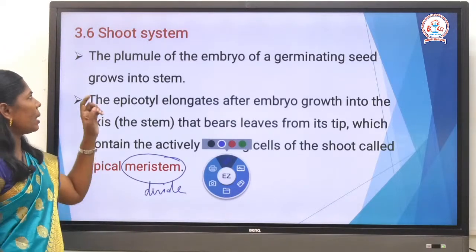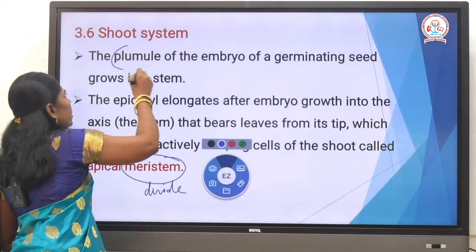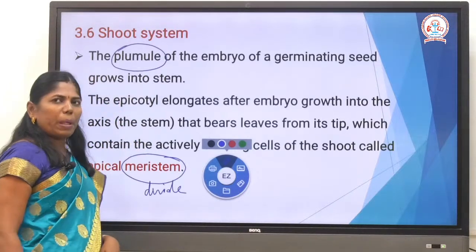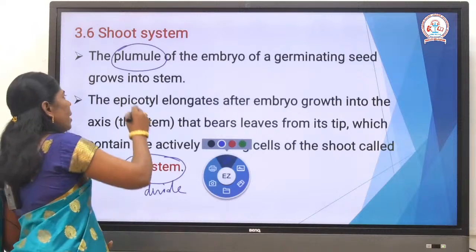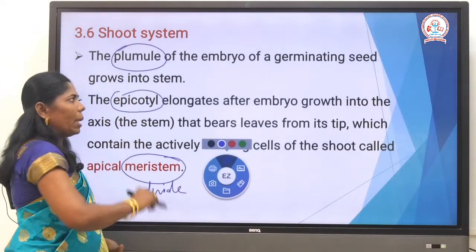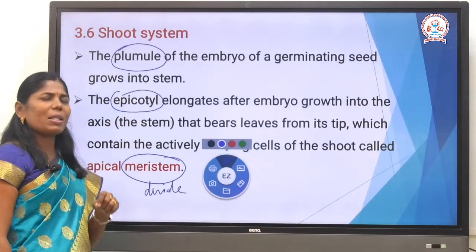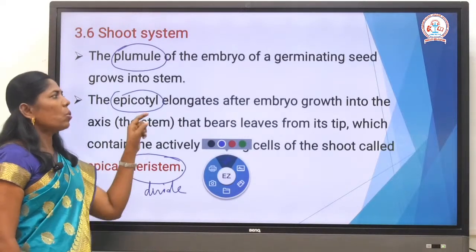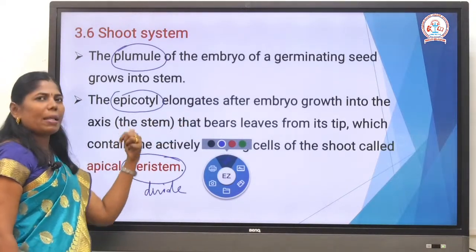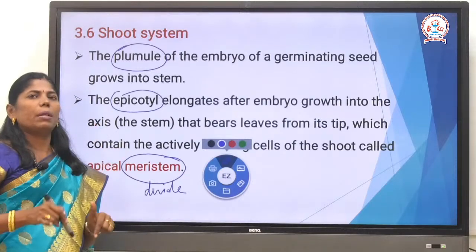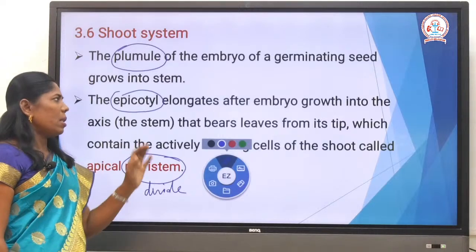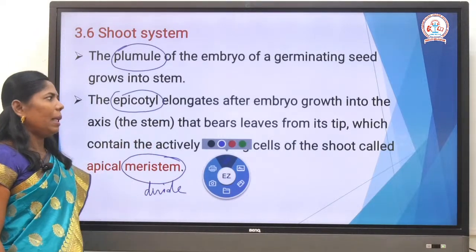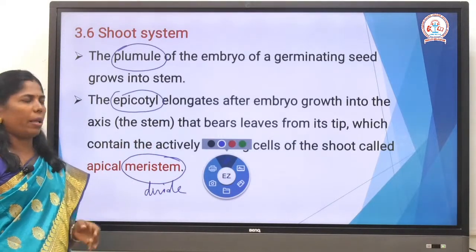See once again, the plumule is a very important word, okay. The plumule of the embryo gives rise to the stem, okay. So what is there? That is the epicotyl. The epicotyl elongates. How does it elongate? Because it undergoes mitotic division to elongate and gives rise to the axis. The axis is your main branch, the main stem, okay. The trunk is considered as the axis. So from the axis we can see the leaves, flowers, fruits and everything.